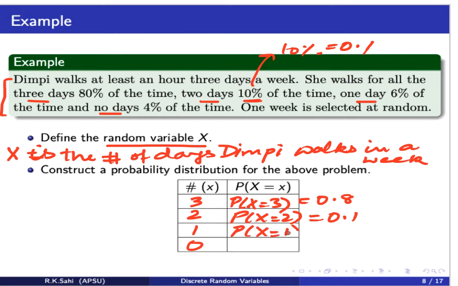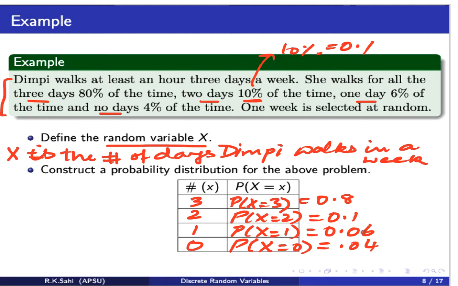Probability x is 1 is 0.06. And no days, 4% of the time. Very consistent. Very good. That's a good sign. Probability x is 0 is 0.04.